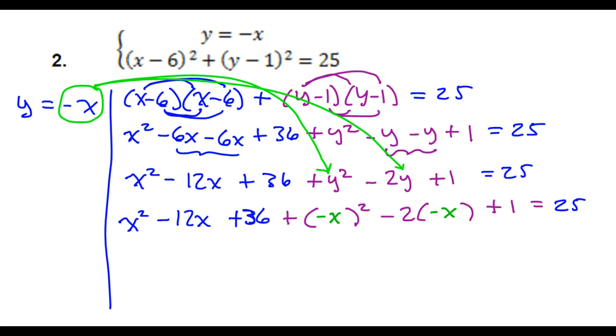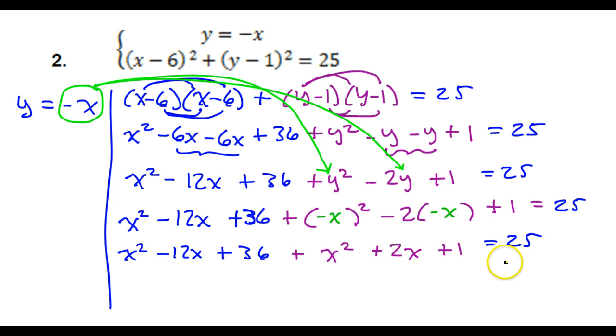Okay, so let's begin to clean this up. So I've got x squared minus 12x plus 36, and now I've got, well, negative x squared is just going to be x squared, because negative x times negative x is positive x squared. This is going to make positive 2x. Negative times negative is positive. Now I've got my plus 1 and equals 25.